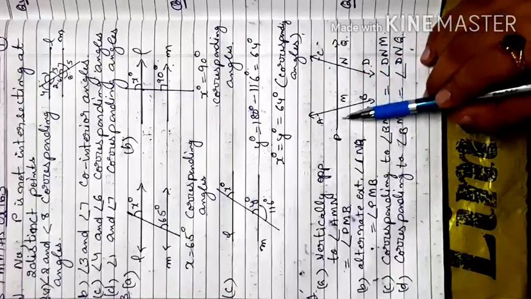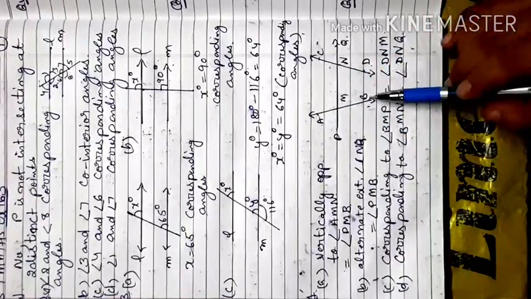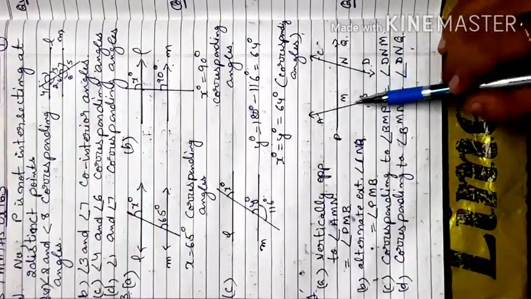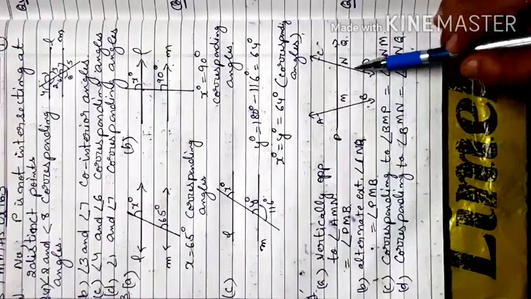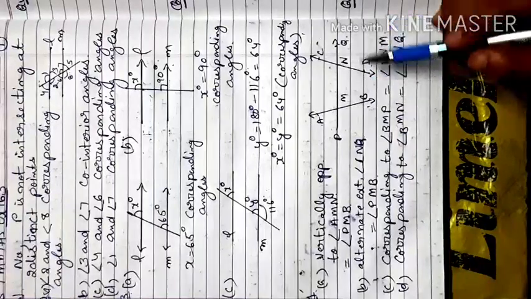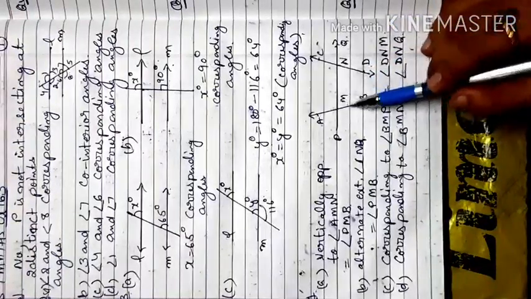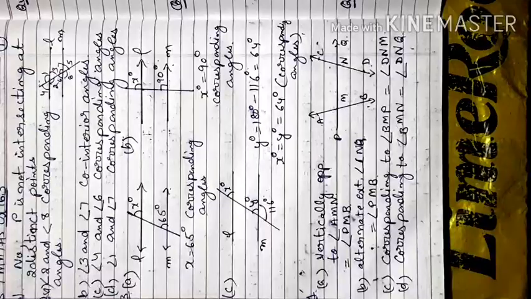The alternate exterior angle is again PMB, corresponding to PMB. The angle corresponding to this angle is DNM, and corresponding to BMN, the corresponding angle is DNQ. You just have to write the corresponding angles' names.